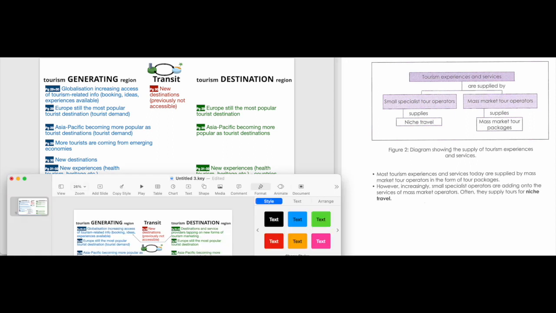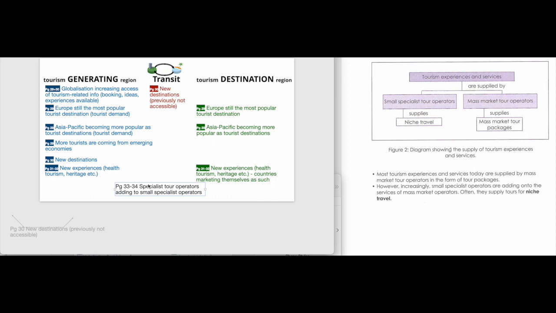These operators mostly are the ones that provide the service to get people to travel. So there are more of them at the TDR as well, and also at the TGR, because some of the agencies operate at the TGR itself.